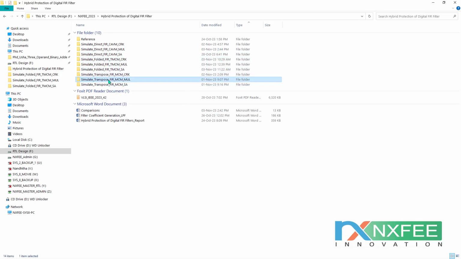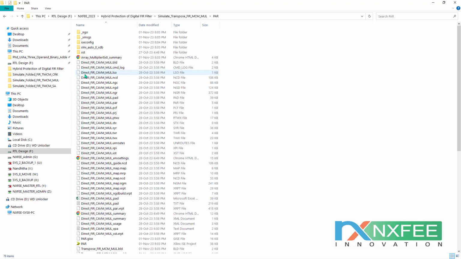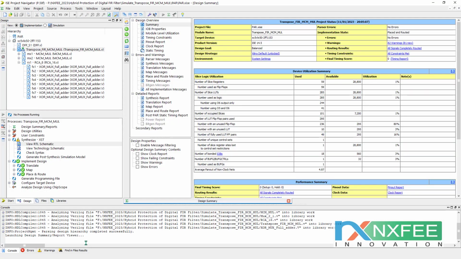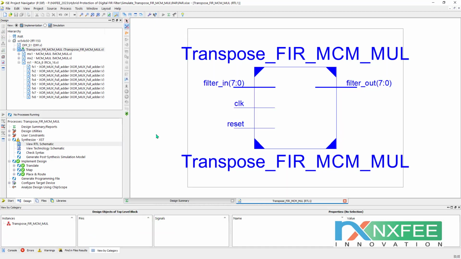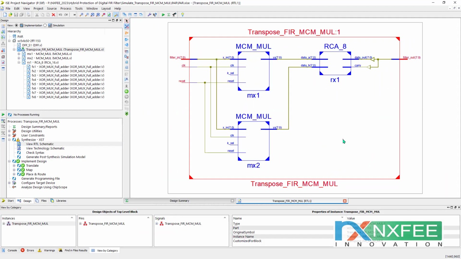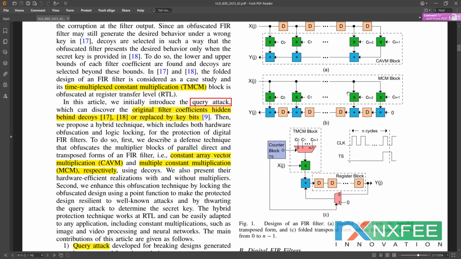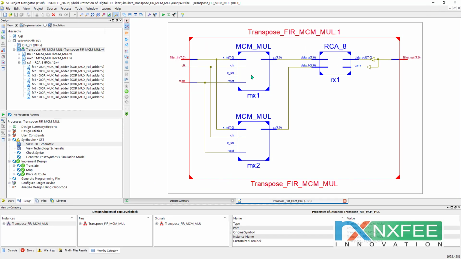Transpose form means we can check here. Here also you can analyze the FIR filter's slice registers, LUTs and occupied slices, everything. So this is a transpose form MUL. Transpose form means once we have multiplied the value, then we start with the addition and delay. So this is the transpose of the MCM block.